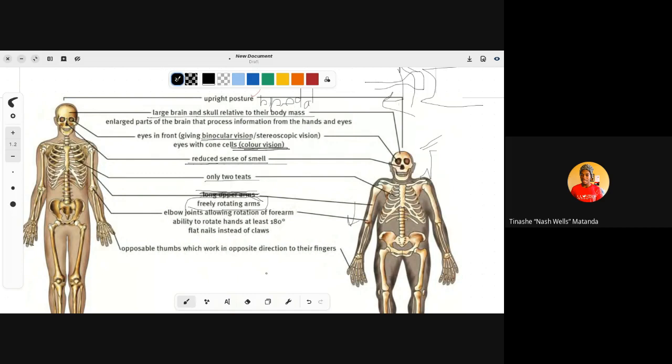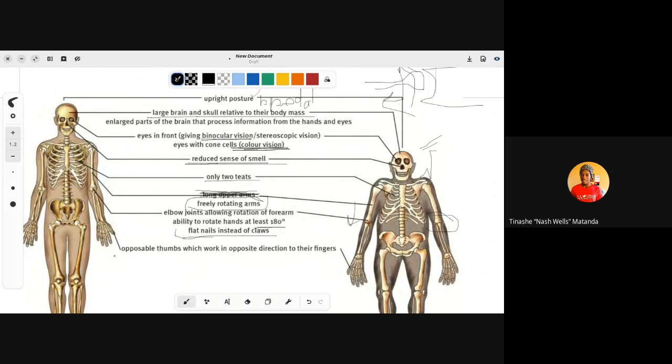Okay, and then the elbows are able to extend up to 180 degrees. The elbows, I'm referring to this part. They can extend until they're straight. And that is the same thing that we have with the primates. Okay. We have flat nails instead of claws. That's also another similarity that we have with them.